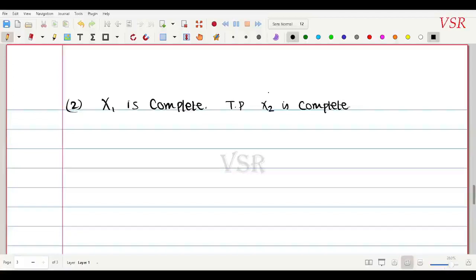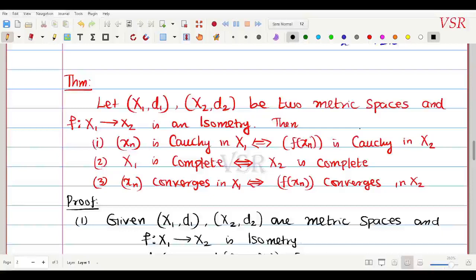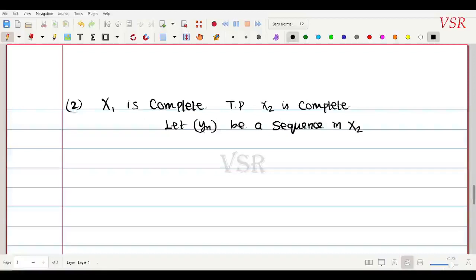அப்ப நான் என்ன பண்ணிக்கிறேன் அப்படின்னா, X2 is complete to prove பண்ண, let yn be a sequence in X2 எடுத்துக்கிட்டேன். Of course இந்த இடத்துல எல்லாமே it is isometry with onto தான். Onto condition ரொம்ப முக்கியம், onto condition இல்லாம இது work ஆகாது. ஏன்னா f inverse வரணும் இல்லையா? அதுதான்.